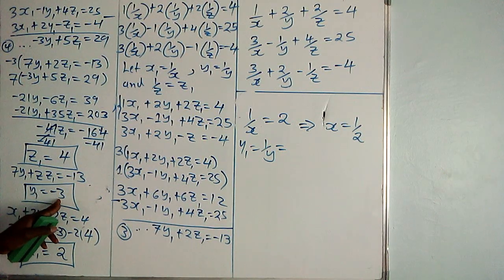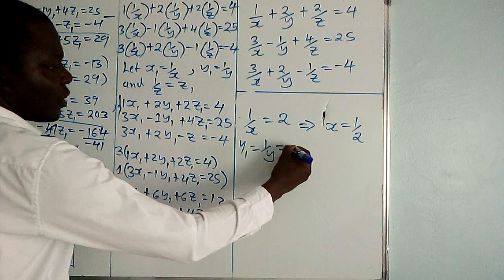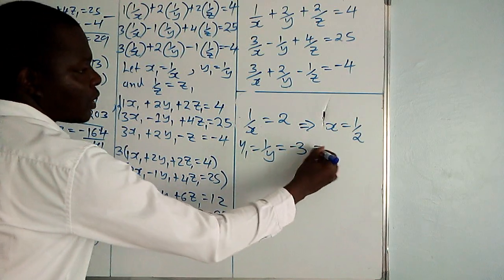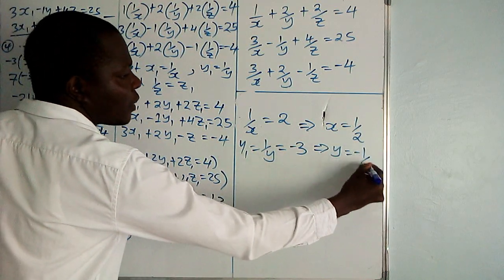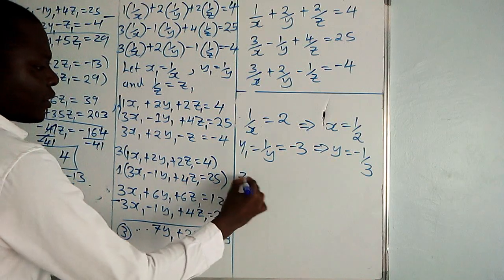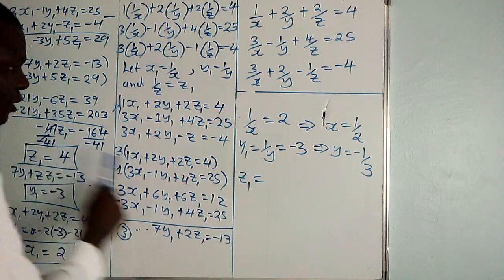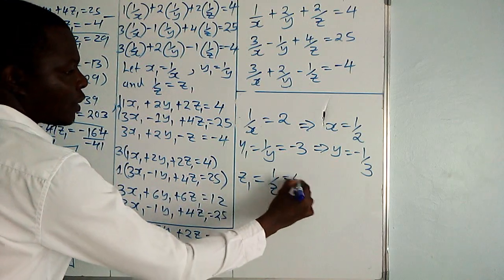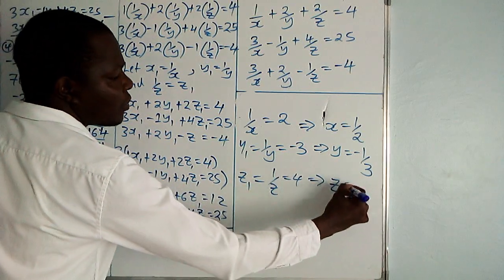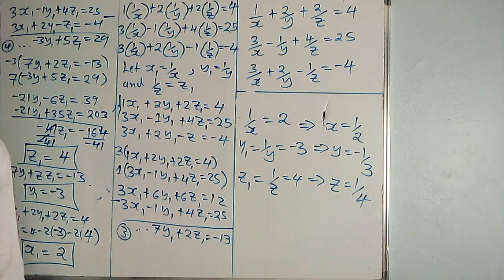y1 was 1 over y. So it means 1 over y is negative 3. So that implies y is negative 1 over 3. Very simple from both sides of the equation, isn't it? Yes. Then you move to the next. z1 was 1 over z. So it means 1 over z is equals to 4, or 4 over 1. So if you look for the reciprocal on both sides of the equation, you get z is 1 over 4. And you solve the problem.